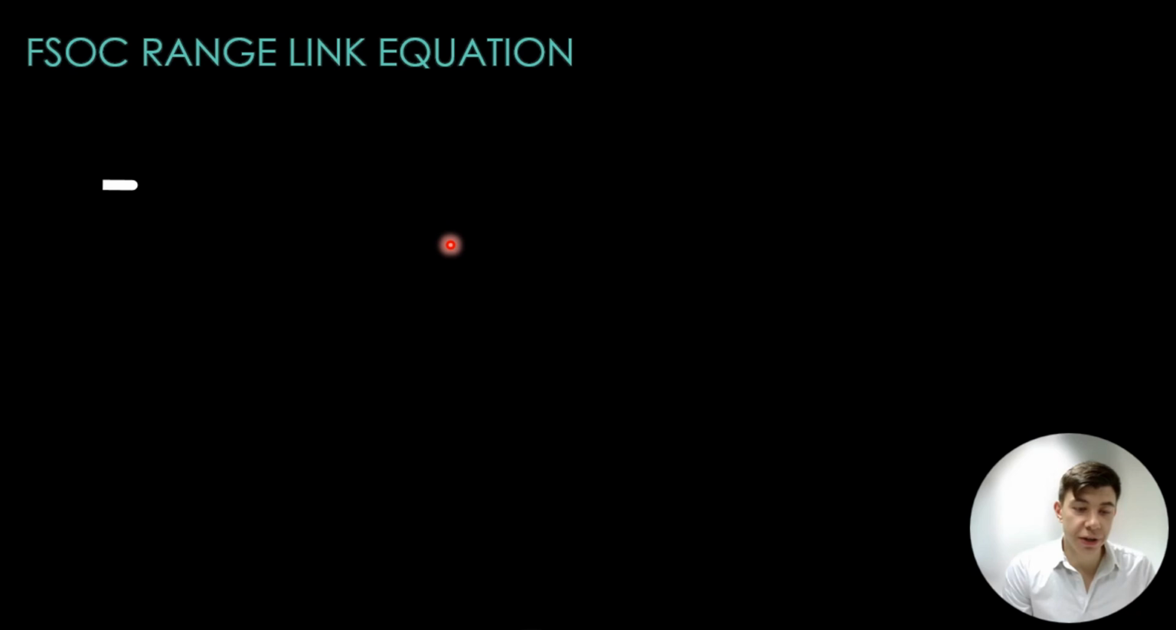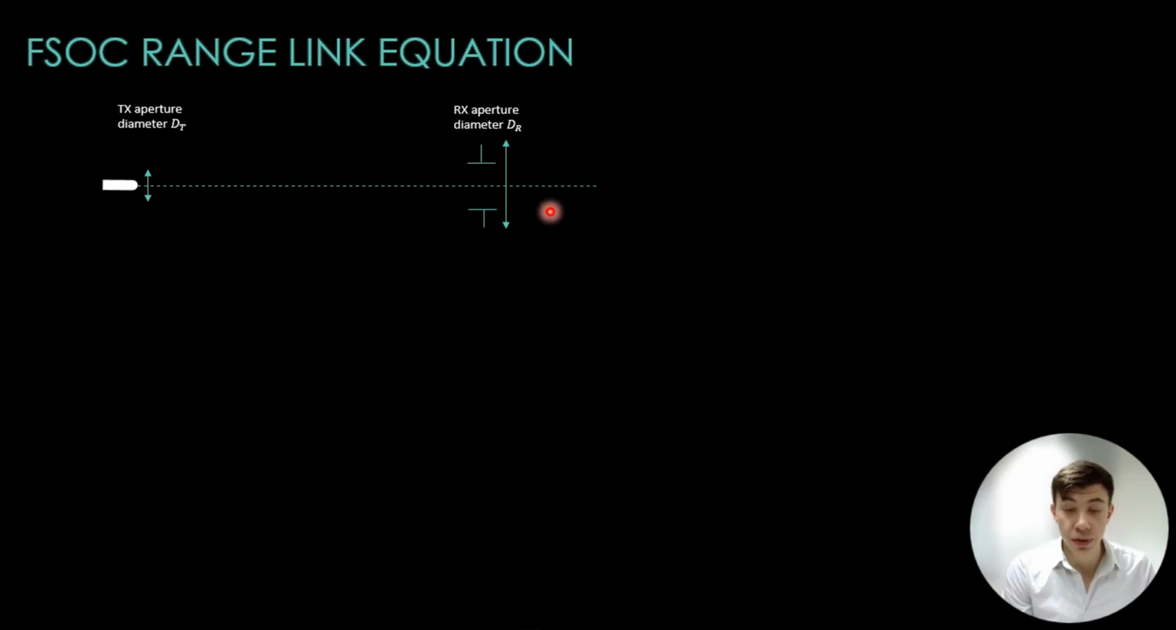So let's consider a simple experiment and see of what elements our system is composed. Any free space optical communication system will, at the minimum, be comprised of the following elements. We'd have an optical source, some sort of transmitter aperture with diameter dt. We also would have a receiver end with receive aperture diameter dr. And a detector with some sort of efficiencies.